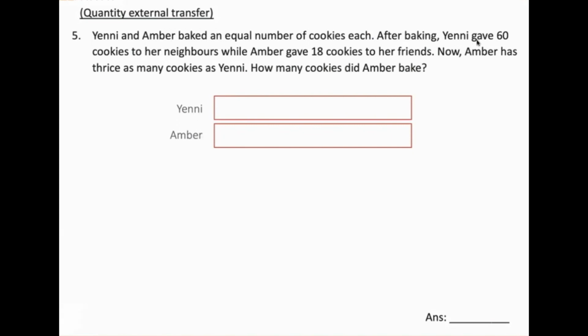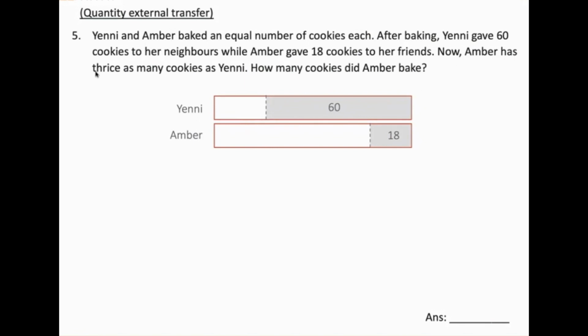After baking, Yenny gave 60 cookies to her neighbors. So I'm going to shade away 60. Okay, you give away, you shade. And Amber gave away 18. So the unshaded part is what is left.